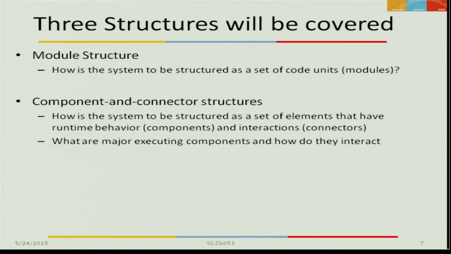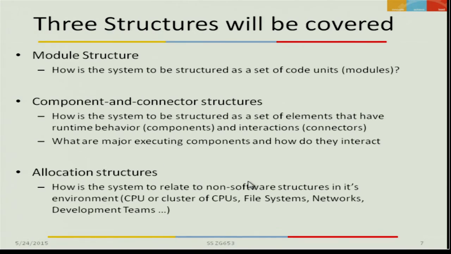In other words, a component could be things like a shared library. A component can be a unit that runs, maybe an executable, maybe a web service. So these are all kinds of components, and these interactions are the way these elements exchange data, exchange control instructions, and so on. So what are the major executing components and how do they interact is basically the whole purpose of component and connector. The third one is called allocation structure.